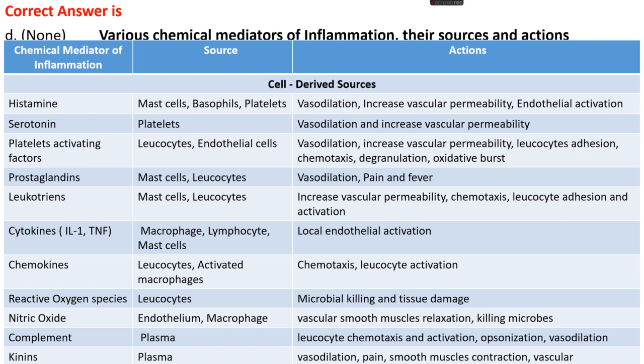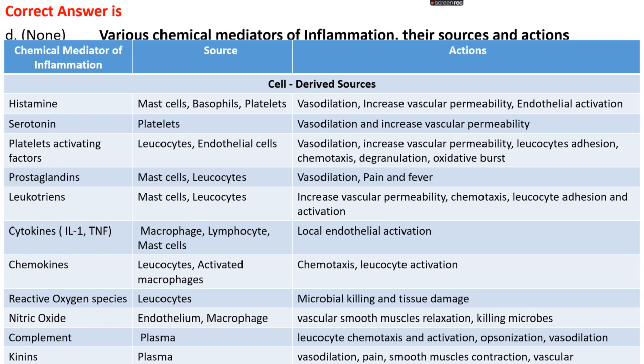Platelet activating factor is released from leukocytes and endothelial cells, and also causes vasodilation, increased vascular permeability, leukocyte adhesion, chemotaxis, degranulation, and oxidative burst. Prostaglandins are released from mast cells and leukocytes, and cause vasodilation, pain, and fever. Leukotrienes are also released from mast cells and leukocytes, and cause increased vascular permeability, chemotaxis, leukocyte adhesion, and activation.